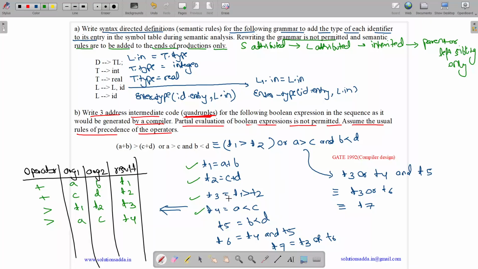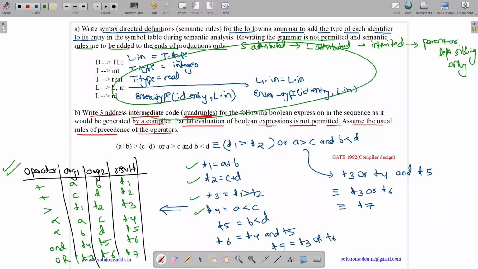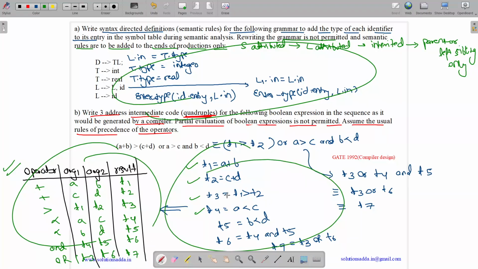Sorry, I think here it's greater than, and here it's less than c. Okay, now we have the result in t5. We have the arguments b and d, and the operator is less than. Then we have t4 and t5, and the operation is and, and the result is stored in t6. Then we have the result in t7. The arguments are t3 and t6, and the operator is OR. So this is our table for this. So this is the answer for the first question, and this is the answer for the second question.